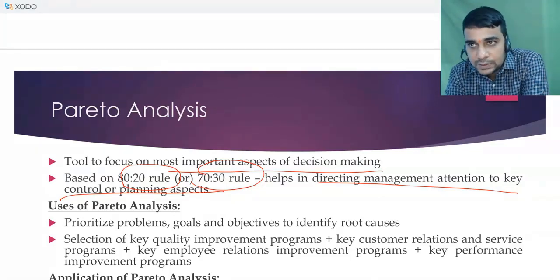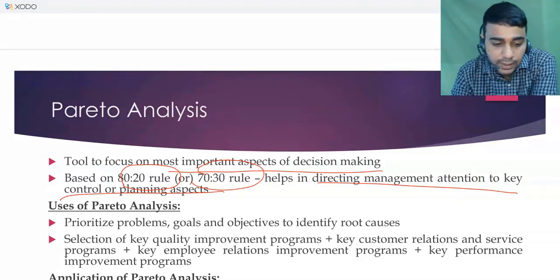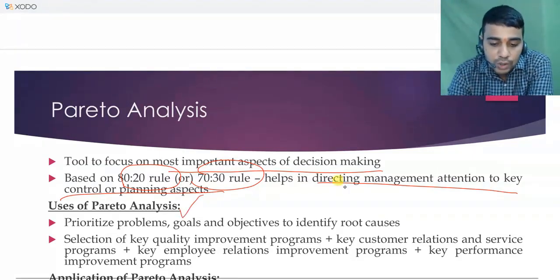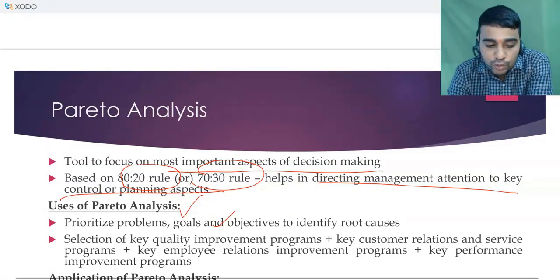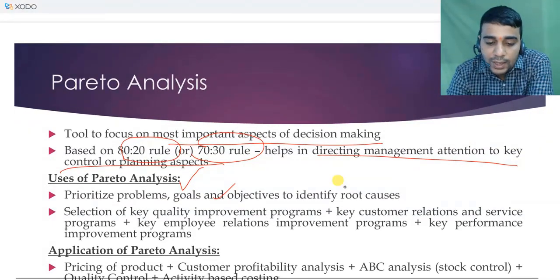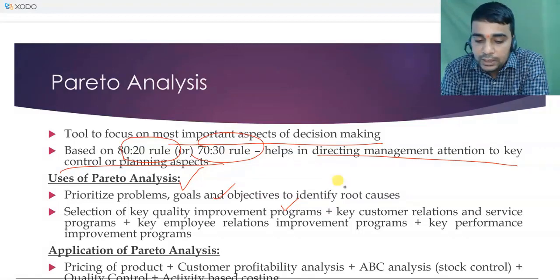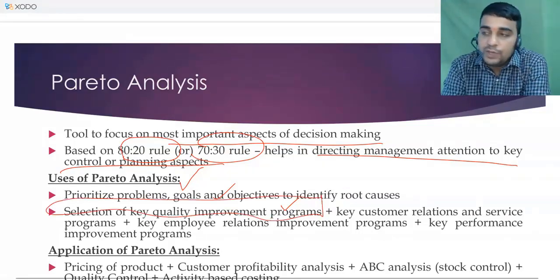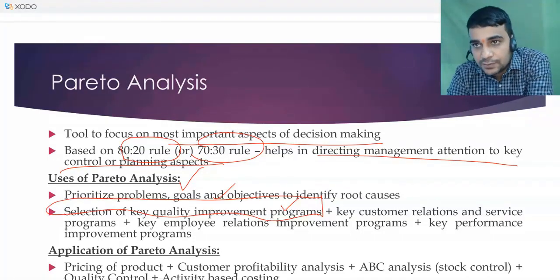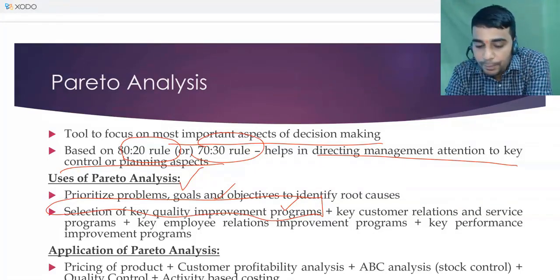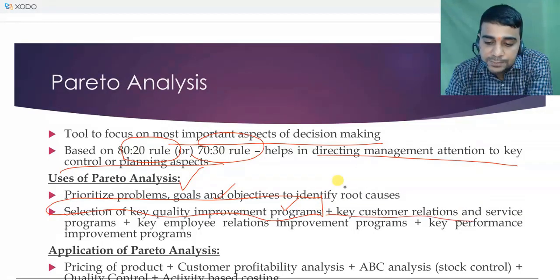So that's a disadvantage. We'll discuss advantage and disadvantage later on. Prioritizes problems, goals and objectives to identify root cause. Selection of key quality improvement program. Quality improvement program is how this is from a defect point of view, if you are doing a Pareto's analysis on the defects of the company or on the rejections of the product. Key customer relationships and service program.